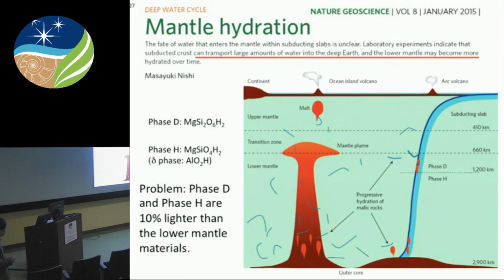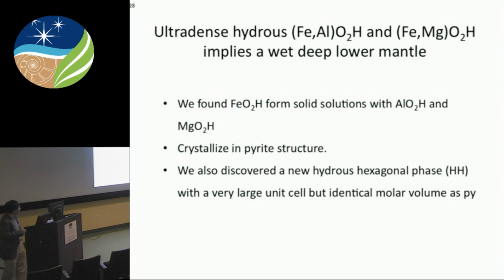Now, phase H itself didn't go very far, but phase H plus the aluminum delta phase solid solution goes down further, because aluminum tends to be in general high temperature, more refractory, and so it can keep the water longer. So then we studied the phase of iron and aluminum using this salt solution, made a gel. And we also made the iron magnesium gel, and I'll get to that later.